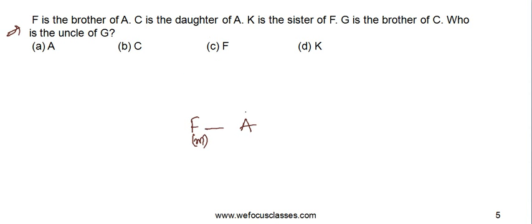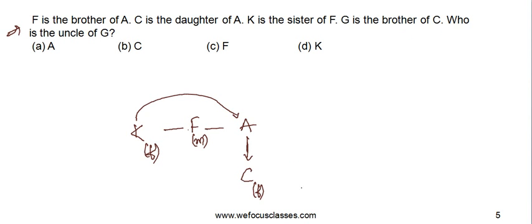And C is the daughter of A. Daughter will be in the next generation, so C will be here and she is female. Still we don't know about A. K is the sister of F, so K is a female. F is a brother of A, so these two are siblings, and K is also a sibling of F, which means K is also a sibling of A. So K is also a sister of A.